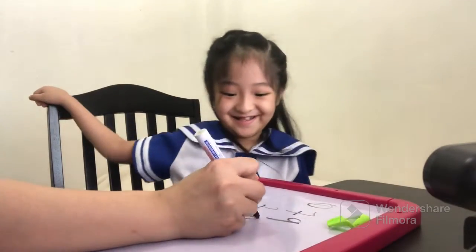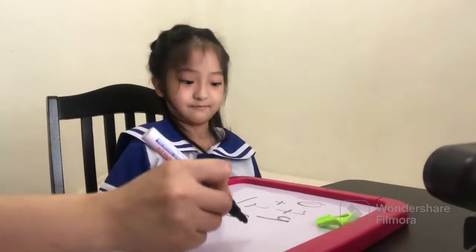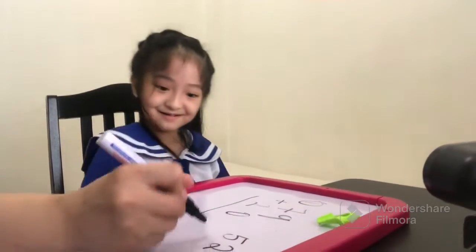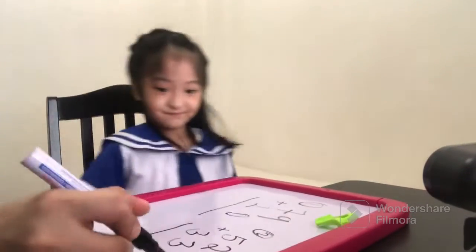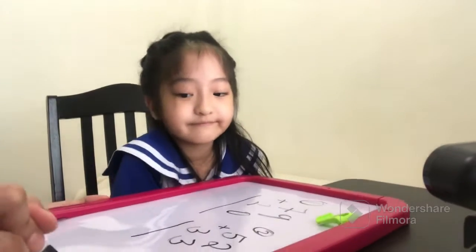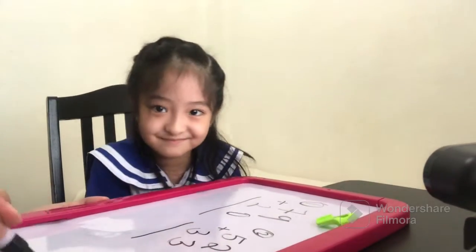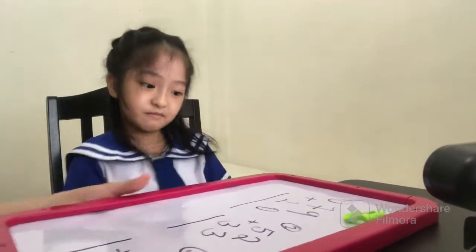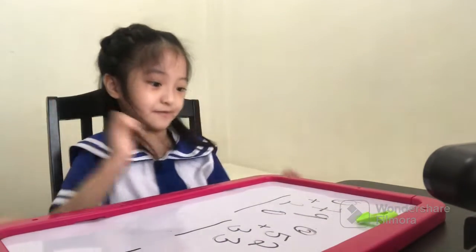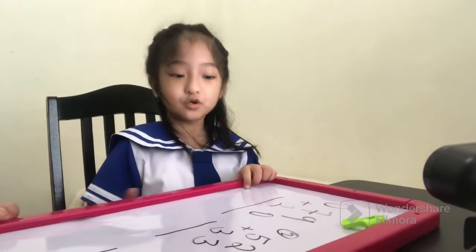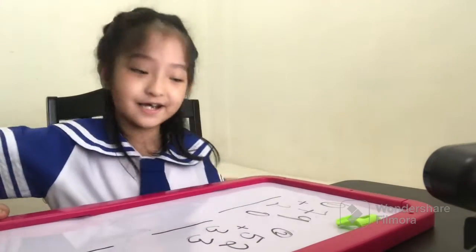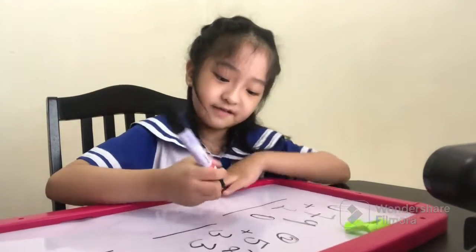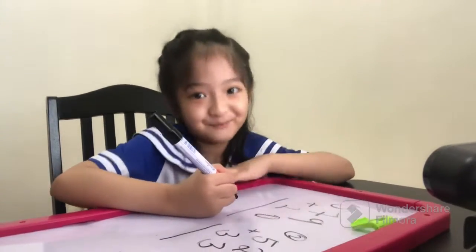2, 1, 0, plus. The answer, she needs to answer 3 problems. I will go to the smallest number, and there's nothing to add. So it's 9 again. 9 plus 0 is 9, because there is nothing to add.